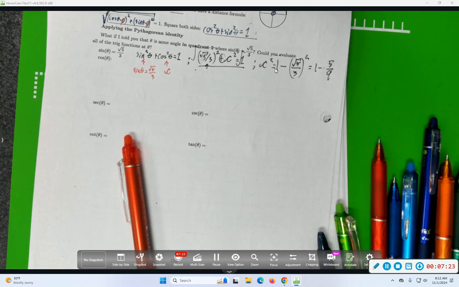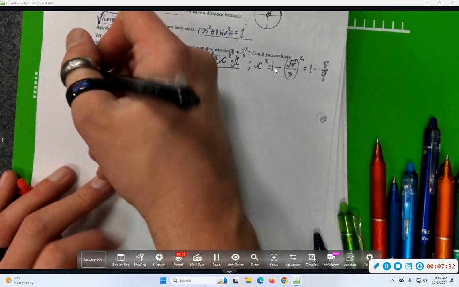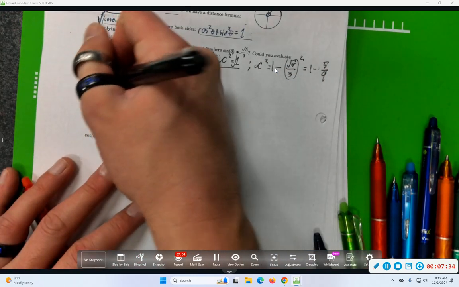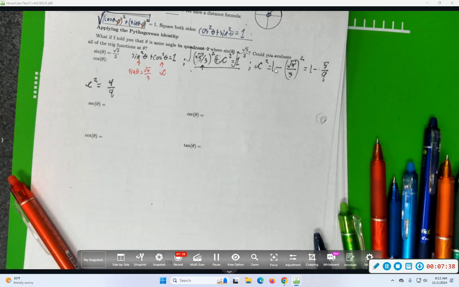All right. What is 1 minus 5 ninths? 4 ninths. So I'm out of space there, so go to the next line. C squared equals 4 over 9. And how do I now get C on its own? Do the square root.